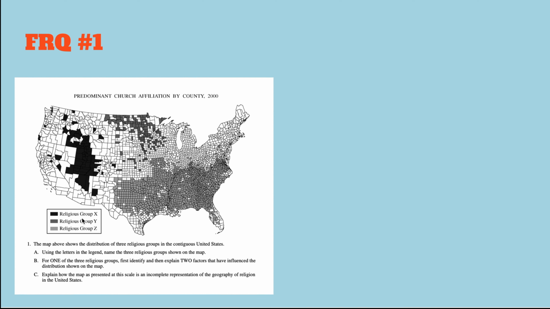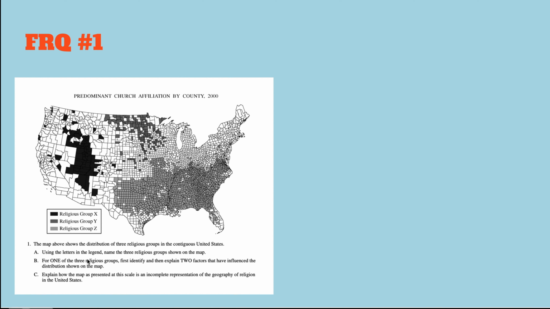And you would assume that it's a Christian religious group because it does say predominant church affiliation. And America is mostly Christian. So considering that, perhaps these groups, although they don't say exactly what they are, are probably Christian subdivisions, and it does say the year 2000, so it is quite old actually. So let's get into it and read the question.